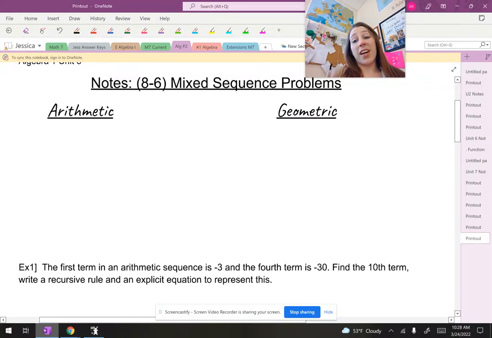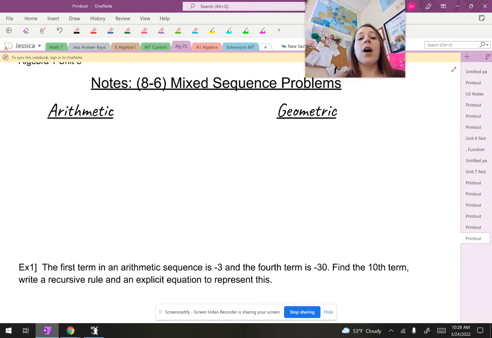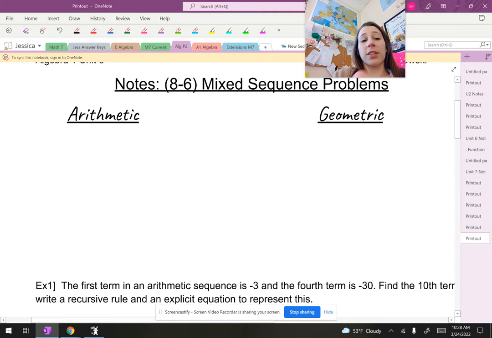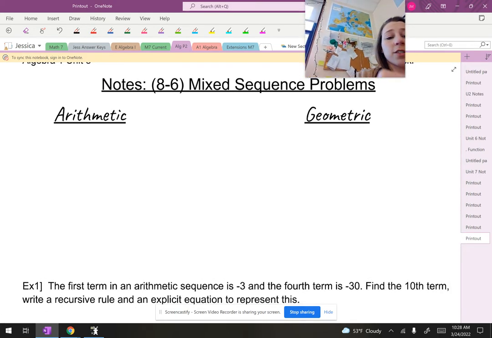So here we have last lesson 8-6 for mixed sequence problems. So again, everything that we're going through in this lesson is not new. It's all stuff that we've covered before in different examples and different lessons. Just this is kind of putting it all together again. So arithmetic, hopefully the first thing that's coming to your mind when you think of arithmetic sequences are linear relationships.